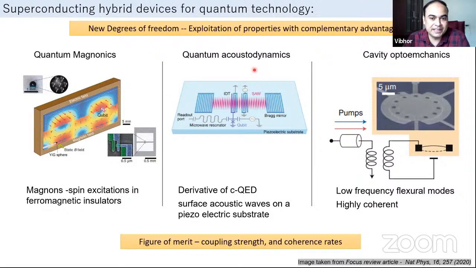The second example is quantum acoustodynamics. It's a derivative of circuit QED, except that the role of photons is now played by phonons, which are formed by the standing wave on the surface of a piezoelectric substrate. You can combine qubits in this architecture and have the same Jaynes-Cummings kind of interaction between phonons and excitation in the superconducting qubit. Since the speed of sound is much smaller than the speed of light, these devices offer completely new types of interesting experiments which are currently outside the realm of circuit QED.